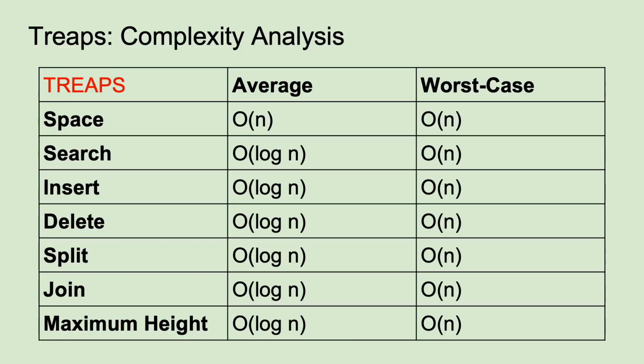This is a table showing the complexity analysis of Treaps. We can see that on average, all operations run in O of log n time. However, the worst case time complexity is O of n for all operations.